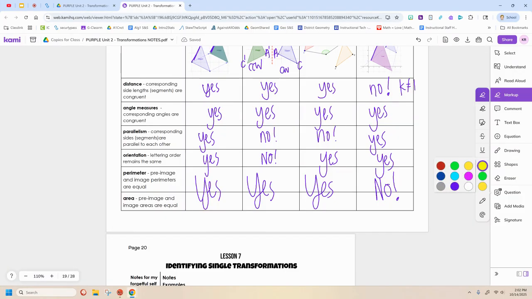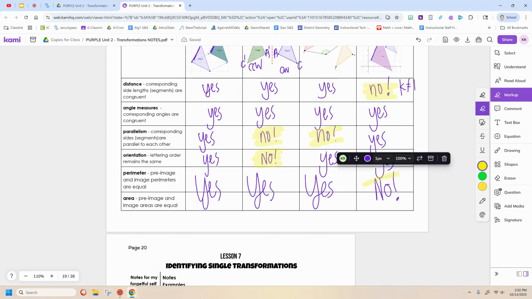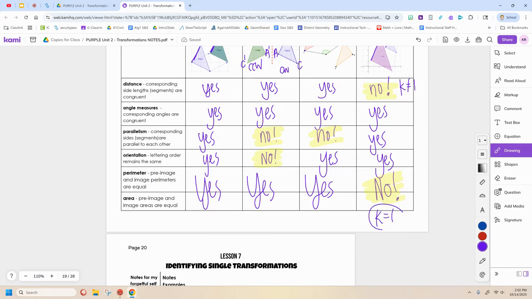Is focus on the nose. Distance is not preserved here. Parallelism is not preserved here and here. Orientation is not preserved here. And size is not preserved. That perimeter and area is not preserved because it only is preserved if k is equal to 1. We got to look at a few Regents questions where we have a scale factor of 1, how we deal with that, but that is the last part of when the scale factor is 1.